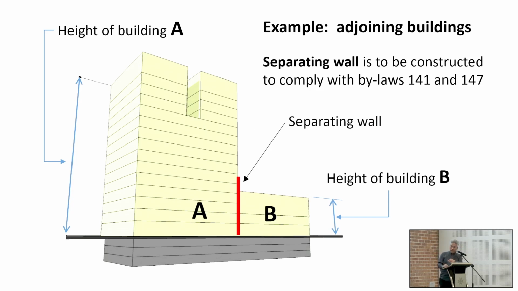So building A will of course have to be built with the firefighting shaft, risers, and all that. Building B, if it's less than 18 meters at the topmost floor, good. You don't need a fireman's lift. You don't need a riser. Those provisions apply. This is a separating wall.